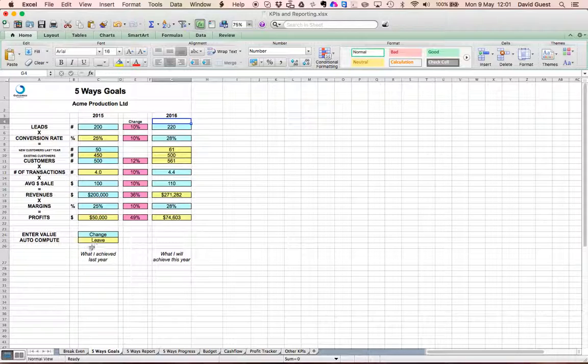Now we start off down the bottom here. Once again, enter values in blue areas, autocomplete in yellow. What I achieved last year and what I will achieve this year. So we could work backwards and we can say we know what our revenue is, we know what our margin is from the first tab, and that'll give us our profits. So we need to plug in things like our average dollar sale. Now up the top here, you'll notice there's 2 areas to put in customers, because you're going to have existing customers that came from last year, and you're going to have additional customers that you're going to add from new sales.